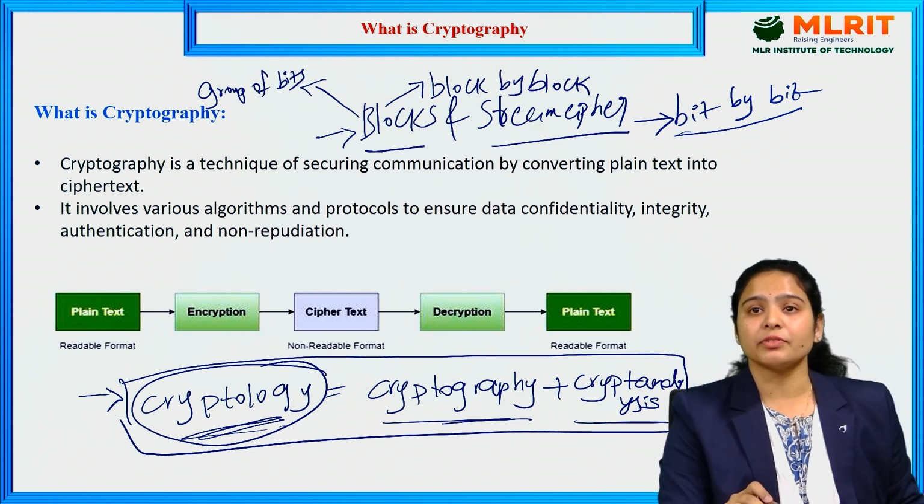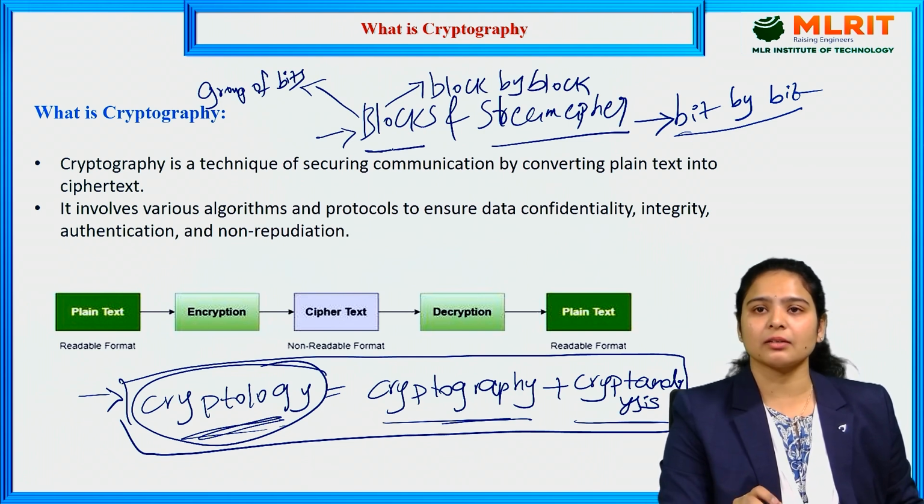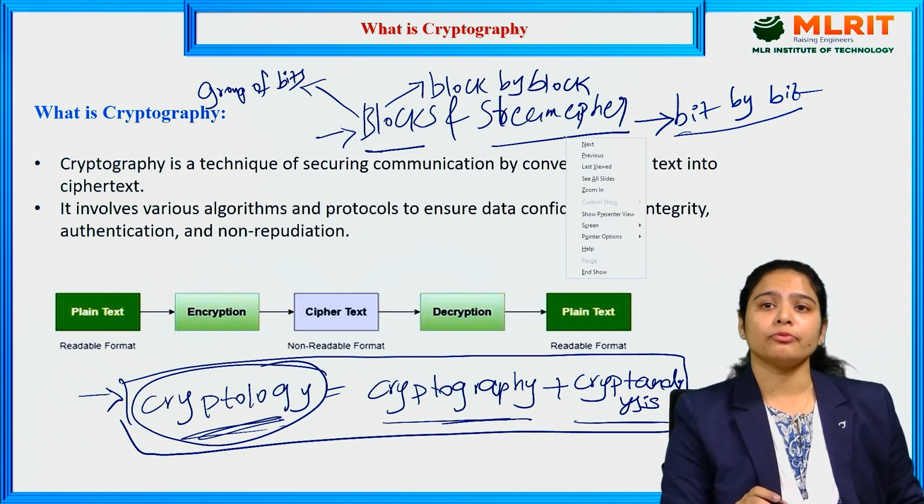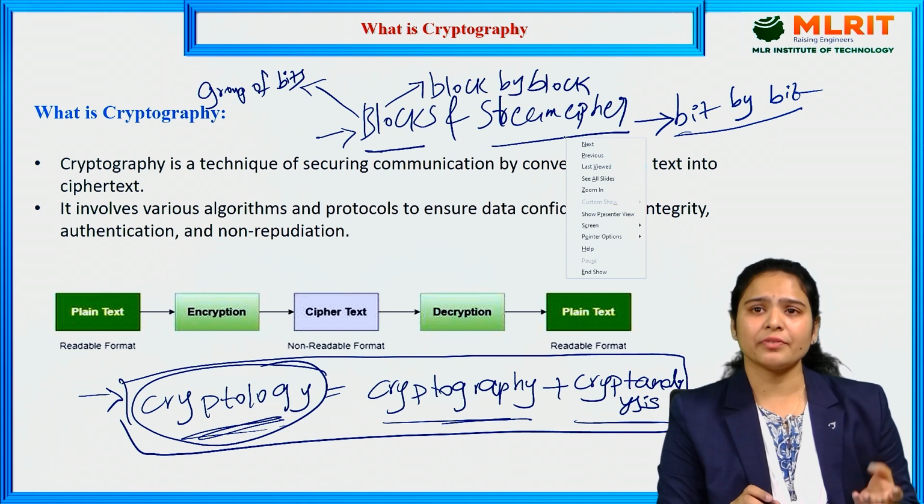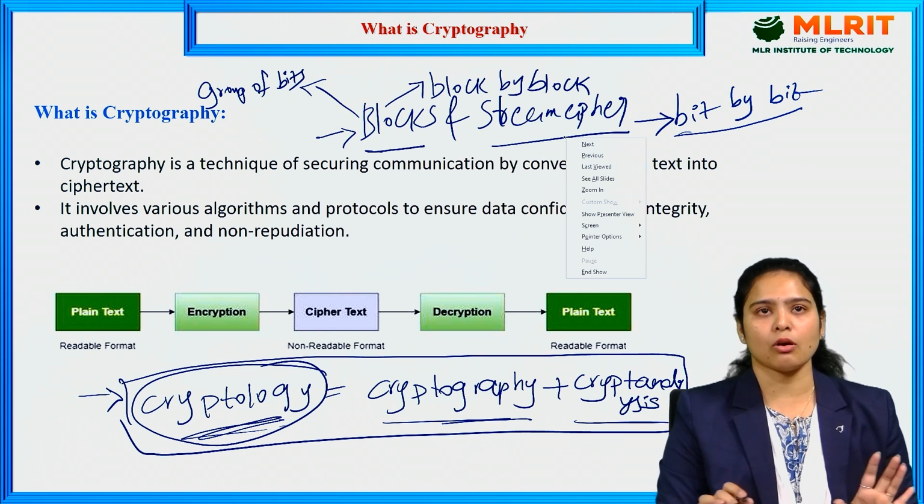Data can be transferred in two ways, that is the block cipher and the stream cipher. The stream cipher works in the format of bit by bit, and the block cipher works in the format of groups of bits, which means block by block. Data can be transferred using these two ways, stream cipher and block cipher. We need to know why we are using cryptography and what the process of cryptography is.